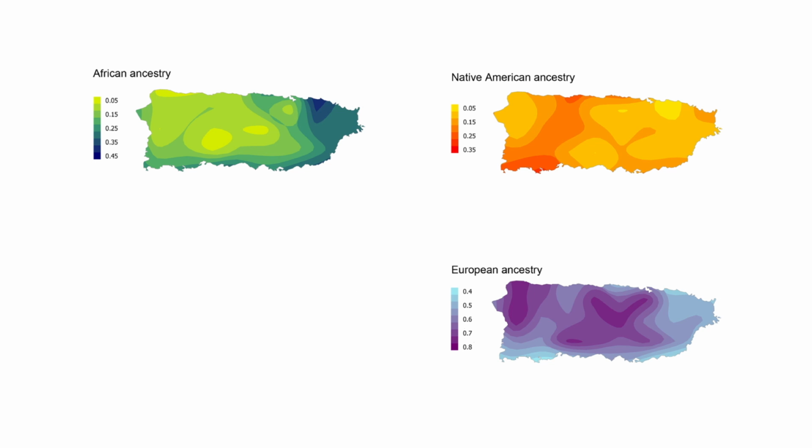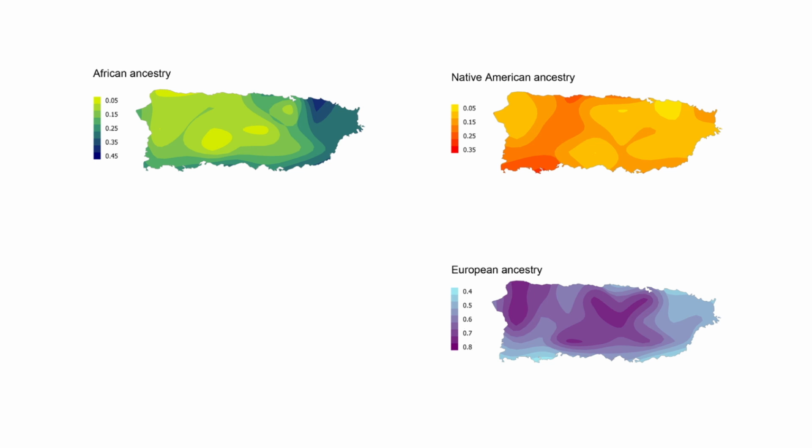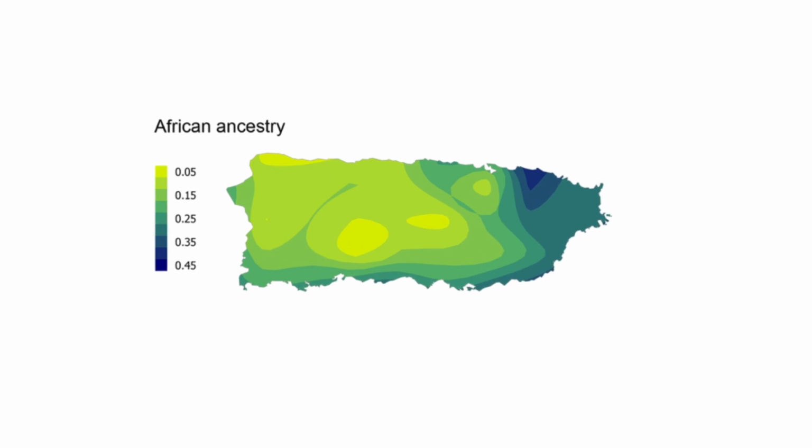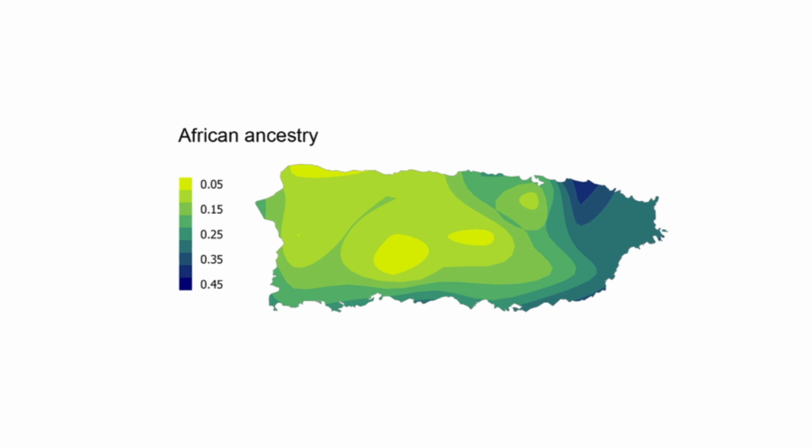Here is the map from our paper called "The History Shaped the Geographic Distribution of Genomic Admixture on the Island of Puerto Rico." As you can see from the map, there was significant geographic variation of ancestry across the island. In particular, African ancestry demonstrated a decreasing east to west gradient and was partially explained by historical factors linked to the colonial sugar plantation system.